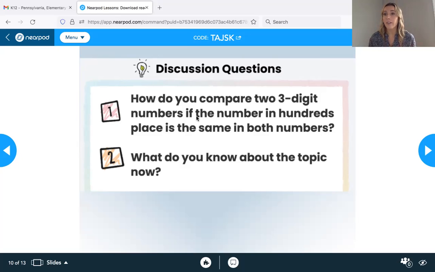In this question, I would like them to just discuss exactly what we just said. So they understand that we start at the hundreds place and we compare those first digits. And then if they're the same, we go down to the tens and then down to the ones. If they're both the same, then the numbers are equal to. I'm looking for an answer like that.